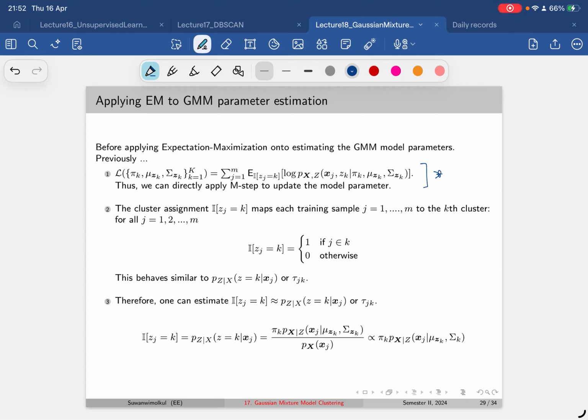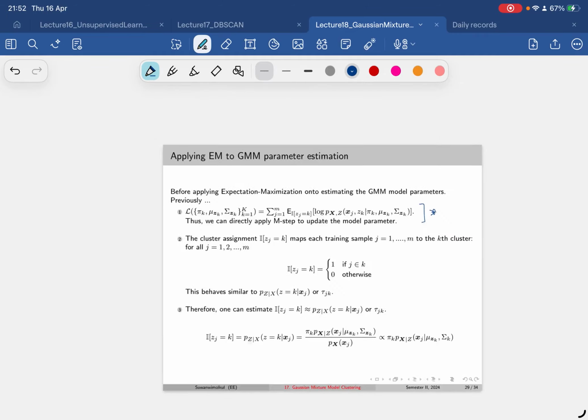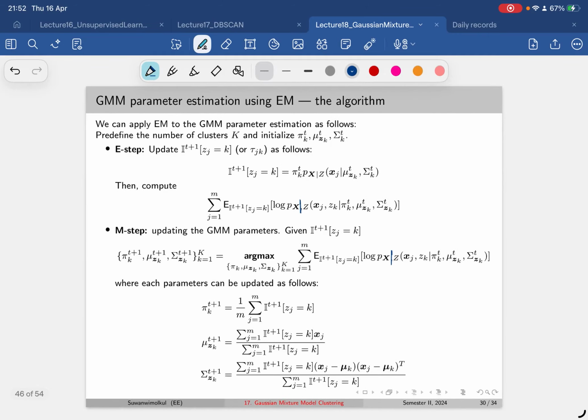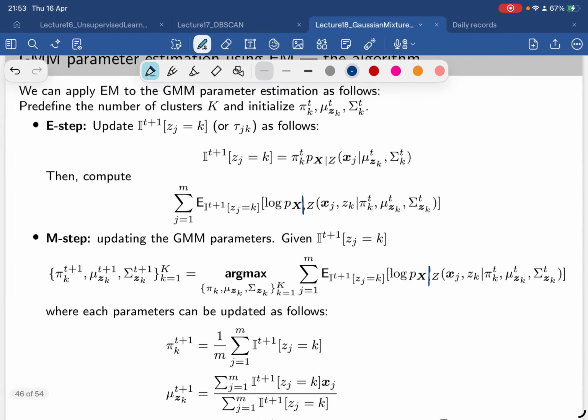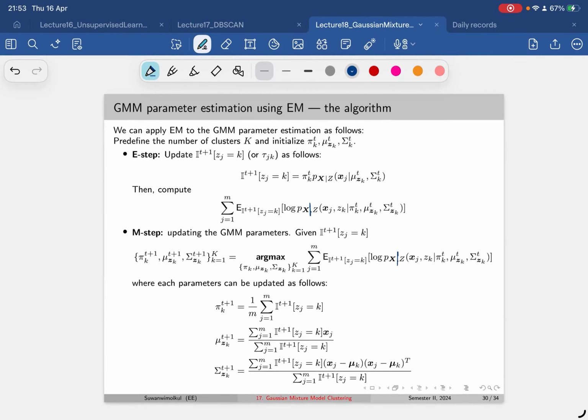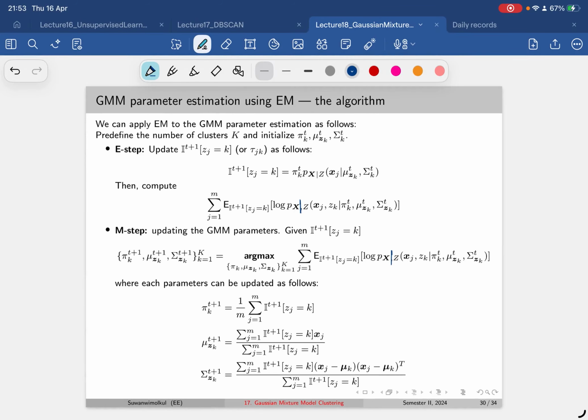After that you start to deal with the cluster assignment, and then after you have cluster assignment, oh yes, okay, I think I understand now. I think this slide is better. Okay, so yeah, initially you start up with initializing these model parameters.